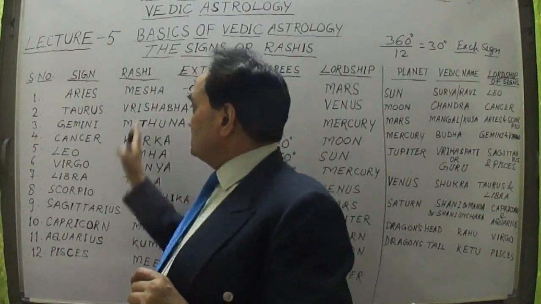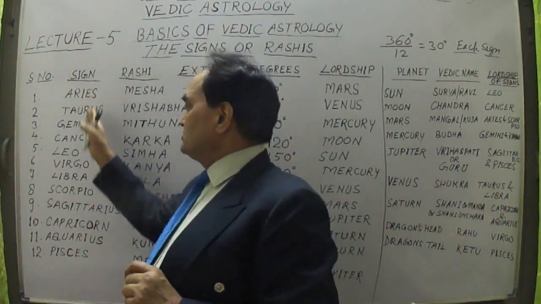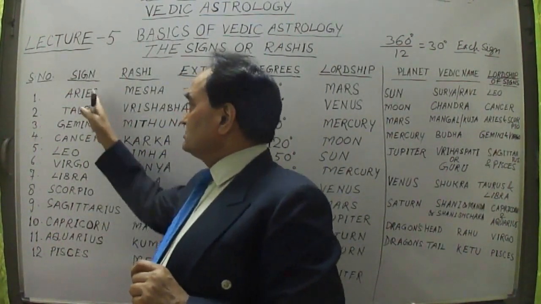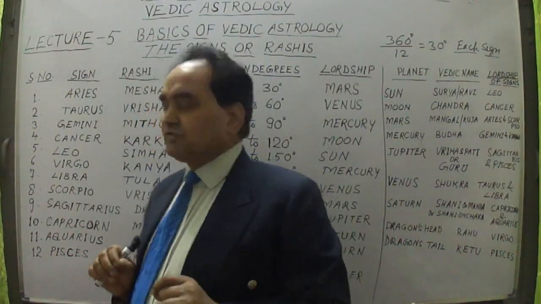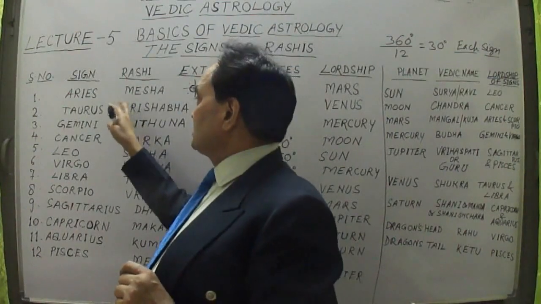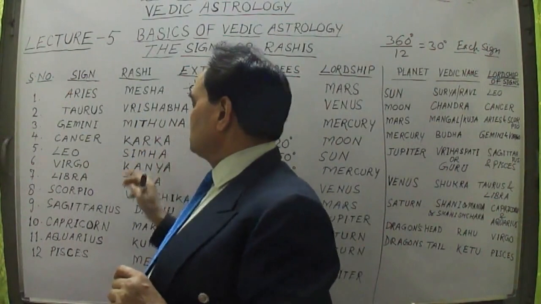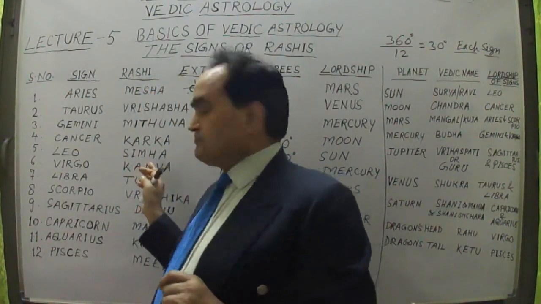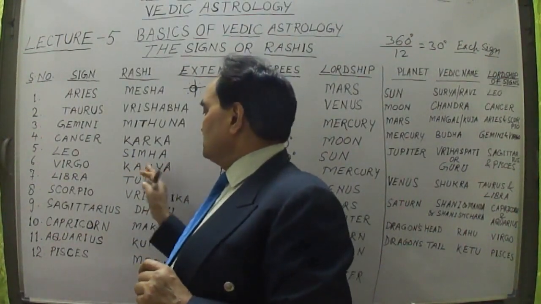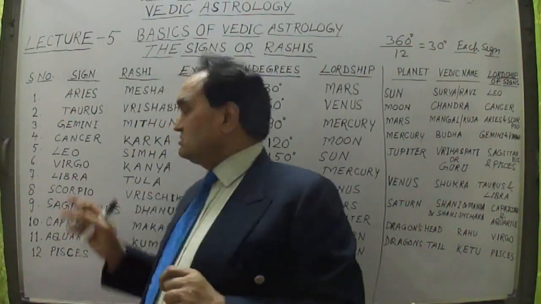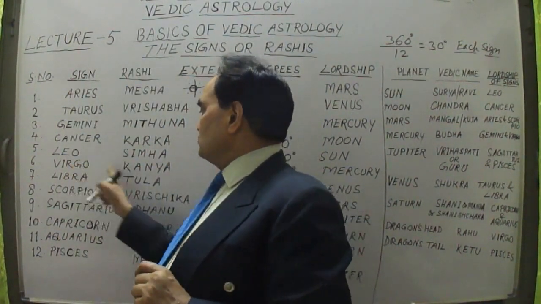These are the 12 Rashis in Sanskrit names, or we may say Vedic astrology names, and these are the signs in English names. So Sanskrit names are of each Rashi. Mesh Rashi, Vrishab Rashi, second one, Mithuna Rashi, third one, fourth is Kark Rashi, fifth one is Simh Rashi, and sixth is Kanya Rashi.